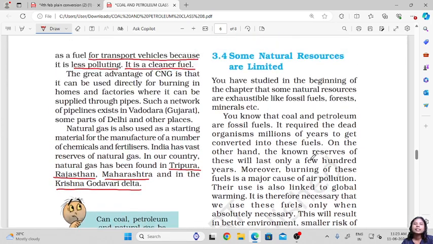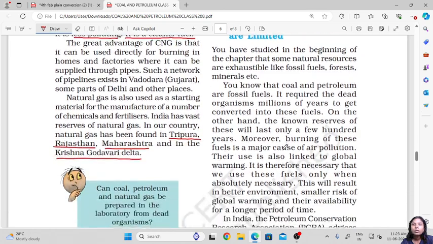So what we are saying is that in the beginning, when we spoke about exhaustible natural resources, the examples were fossil fuels, coal, petroleum. So these are limited resources. It depends on human activity how long they will last. If we go on using them, they might last only a few hundred years. So our upcoming generation won't be able to make use of it.